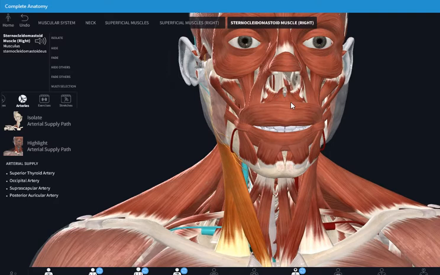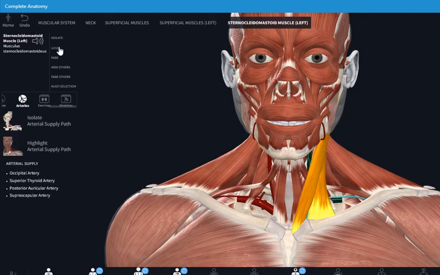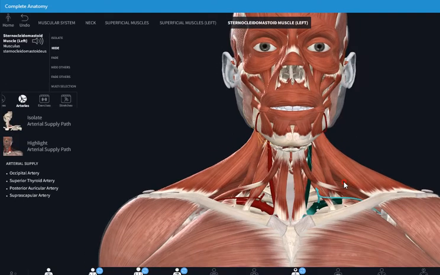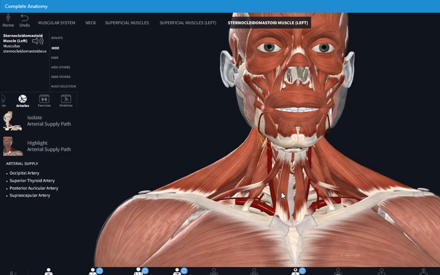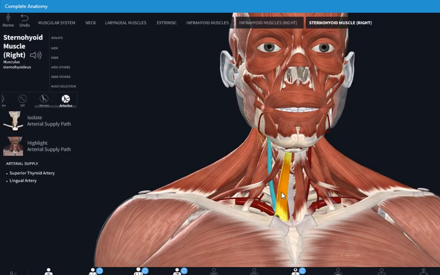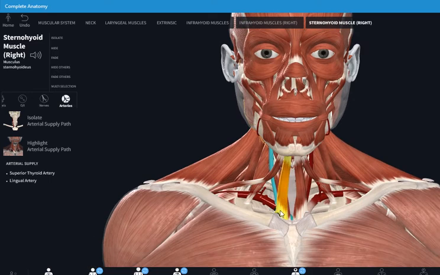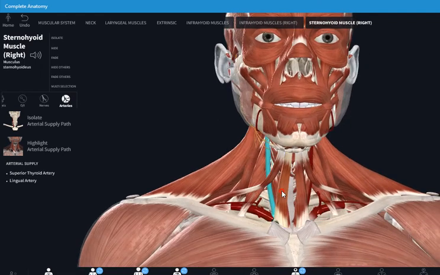Now, after visualizing the sternocleidomastoid, you can remove it. So we hide it on both sides. Now we have the sternocleidomastoid removed. Now we pass to the next muscle here superficially. This next muscle is called the sternohyoid, because it connects the sternum to the hyoid bone here. This is why we call it sternohyoid.